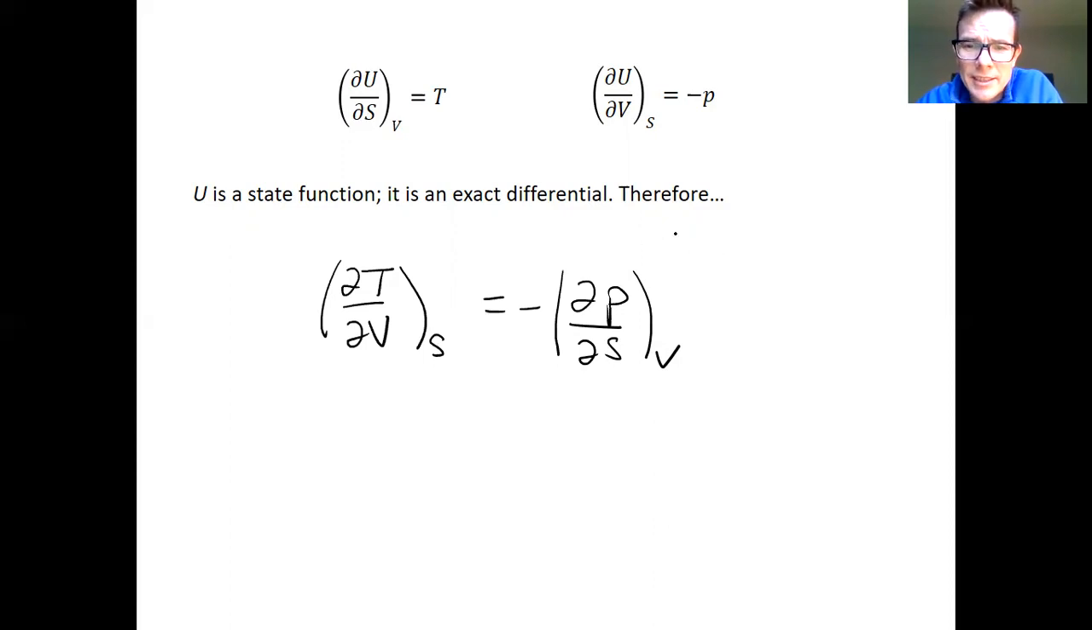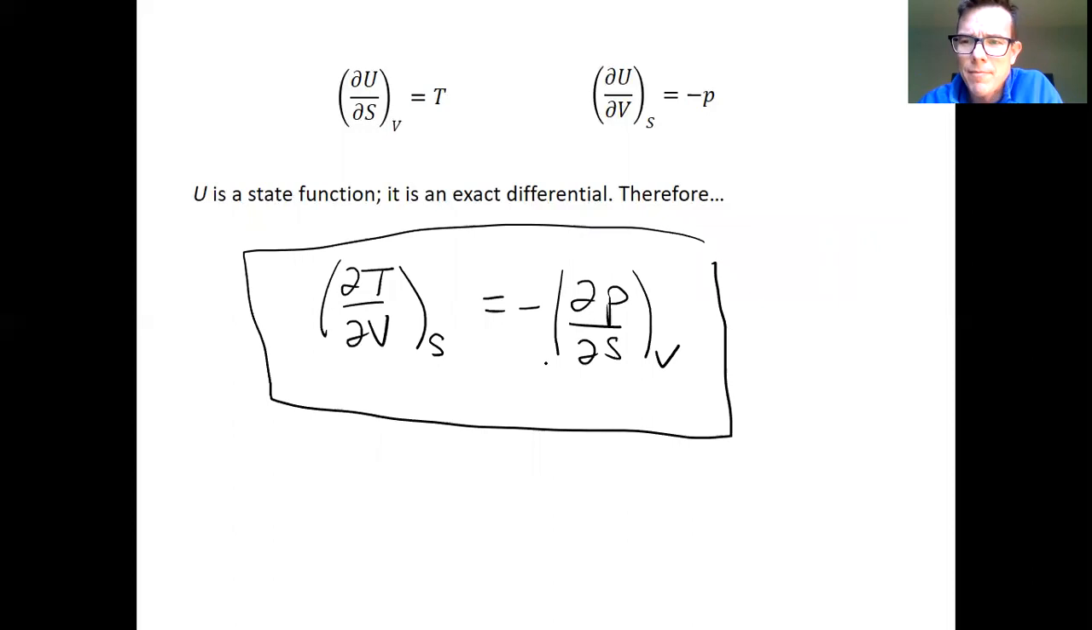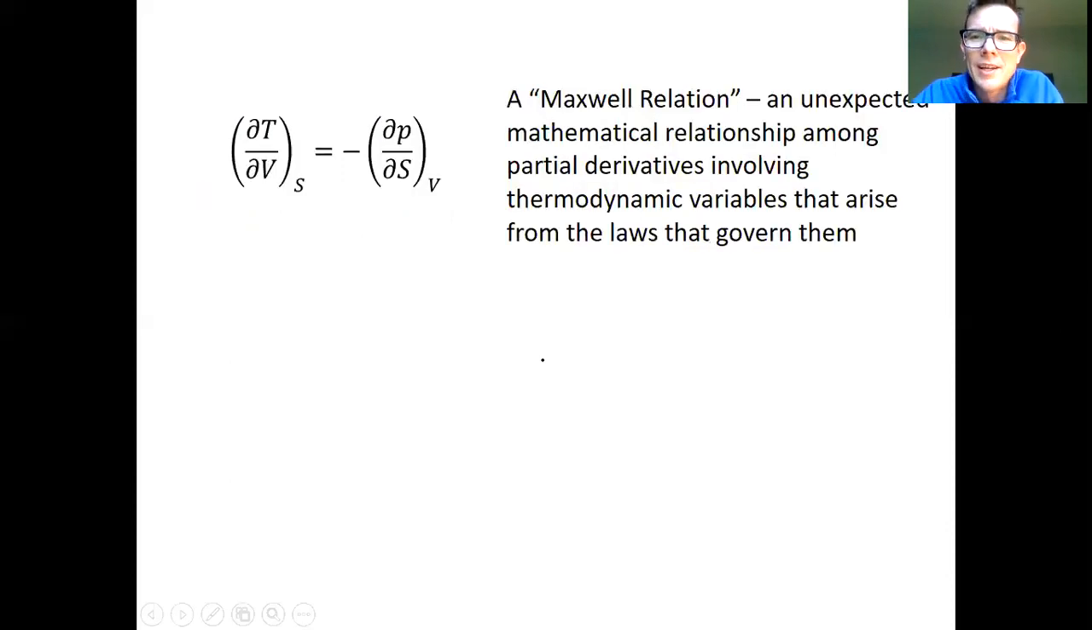And this is the primary result. This allows me to connect those four variables that I saw in the natural variables of my thermodynamic functions. So this is an example of a Maxwell relation. It is an unexpected mathematical relationship among partial derivatives arising from the laws of thermodynamics.